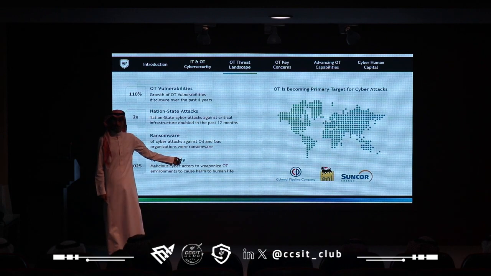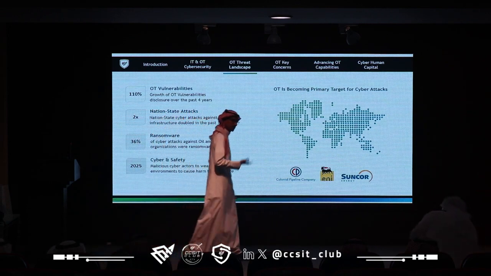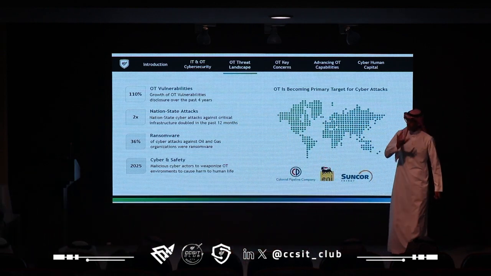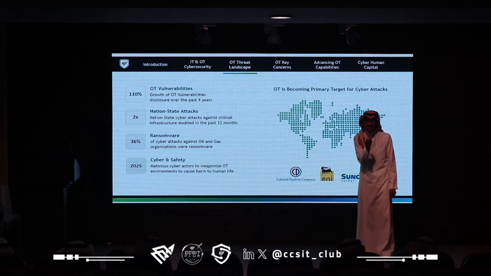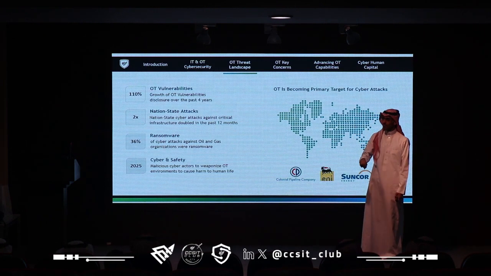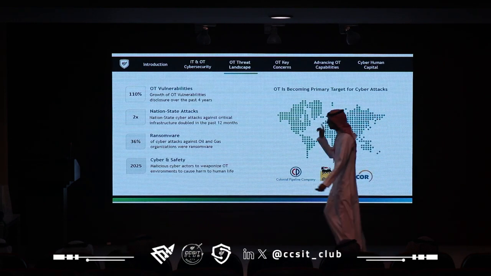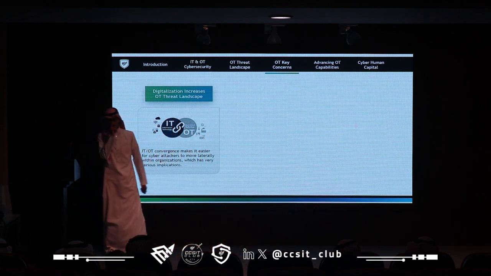This is the kind of thing that happened in our environment. So since we understood the threat landscape, now we have to take our lenses and start to understand what are the key concerns that we have to address within OT cybersecurity to combat such threats. And the first key concern, as mentioned by my colleague Salim, is the IT-OT convergence.